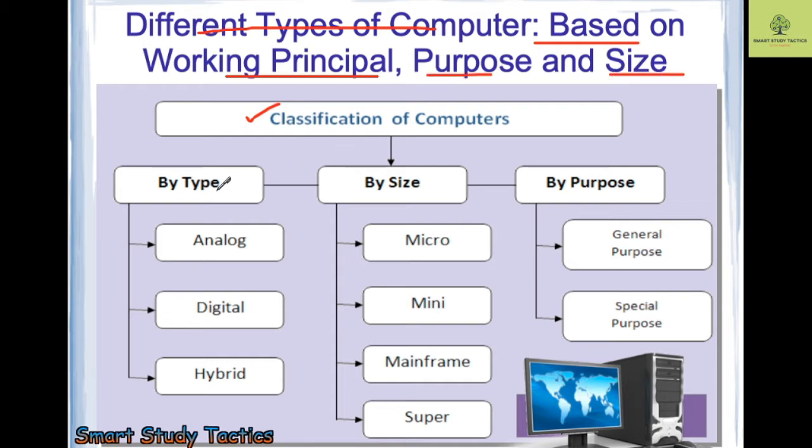We categorize the computers broadly in three categories: type, size and purpose wise. According to type we have analog, digital and hybrid. Size wise: micro, mini, mainframe and super. And purpose wise: general purpose and special purpose. So we are going to categorize them according to this criteria.